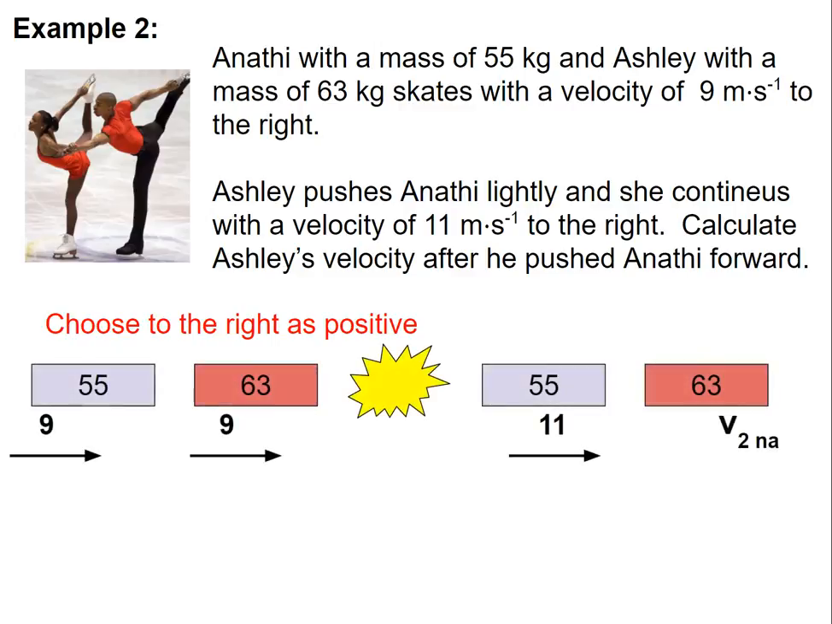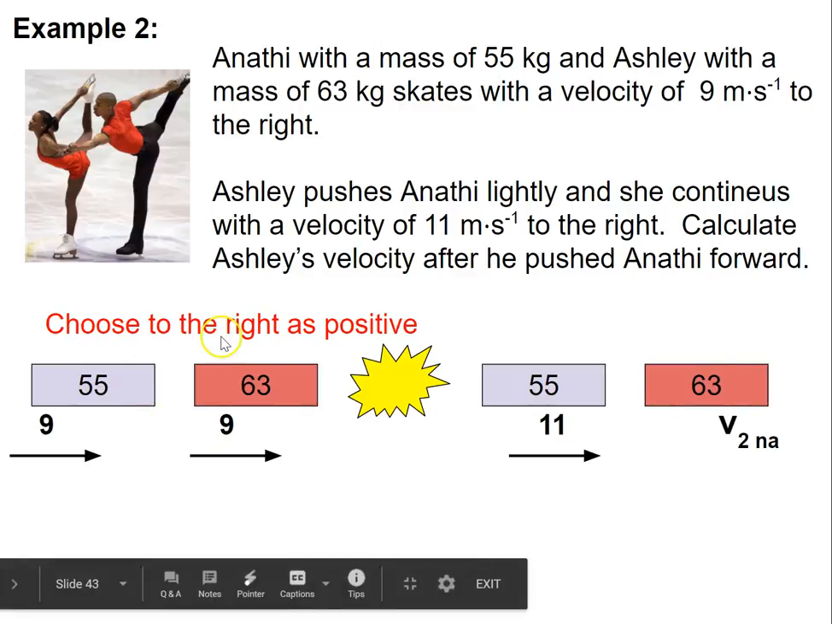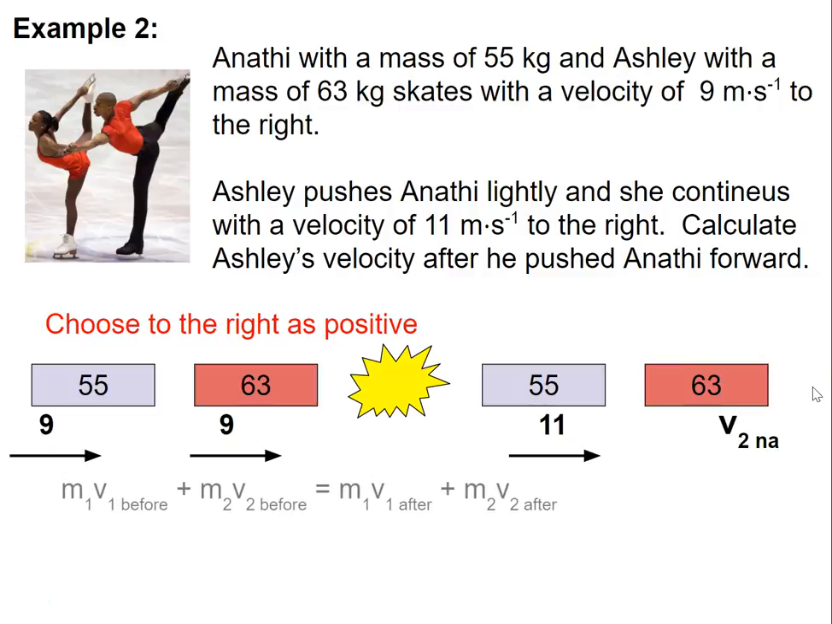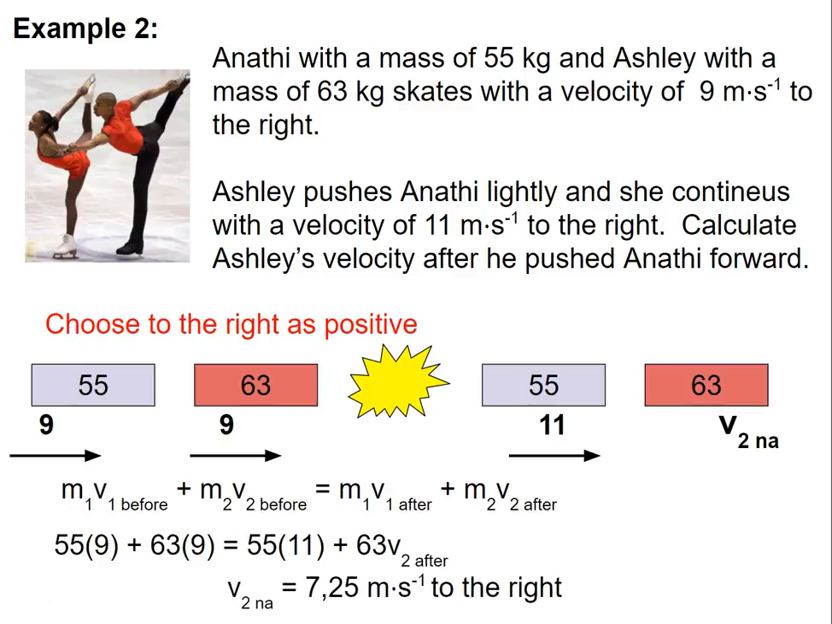Okay, so I chose my direction, and then I'm going to write down my diagram. I've got my two bodies. It's Ashley and Anati. They've got masses of 55 and 63. And there is a situation before and a situation after when the momentum changed. So initially, both of them were moving at the same velocity. So I write it like this. And afterwards, Anati continued with a velocity of 11, and I have to go and calculate Ashley's velocity. So I plug in all my numbers in my equation, and then when I calculate my final velocity, I find that it's a positive number, so I know this must be to the right as well.